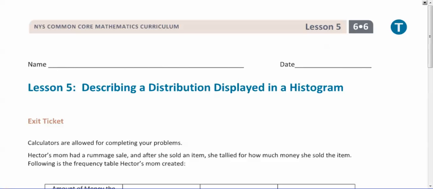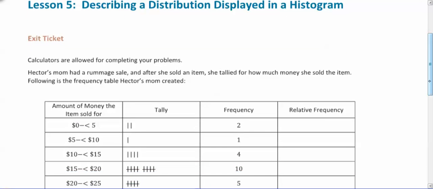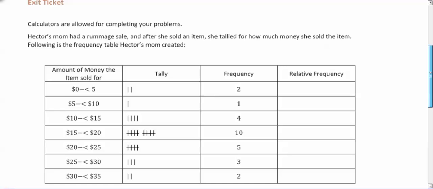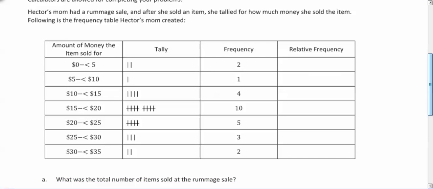So essentially what you're learning to do here is relative frequency. Calculators are allowed, and I told my students that today in class. It says Hector's mom had a rummage sale, and after she sold an item, she tallied for how much money she sold the item. Following is a frequency table Hector's mom created.